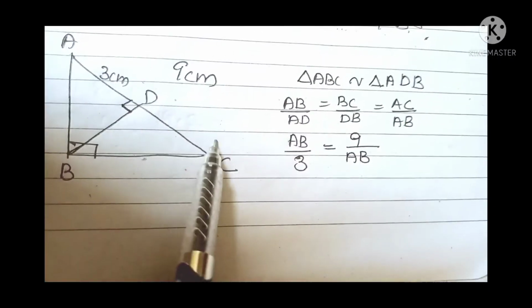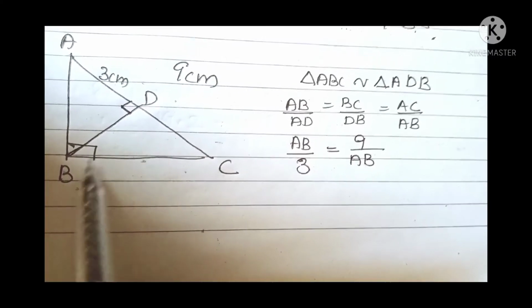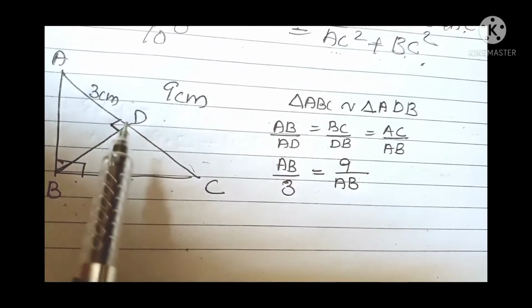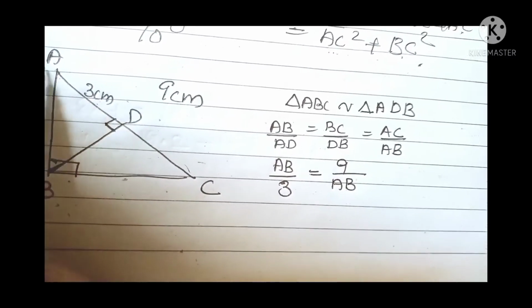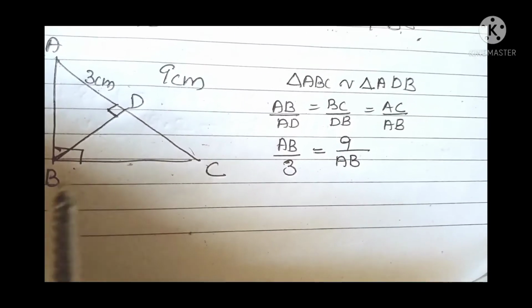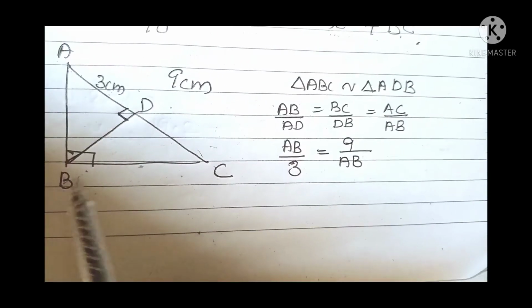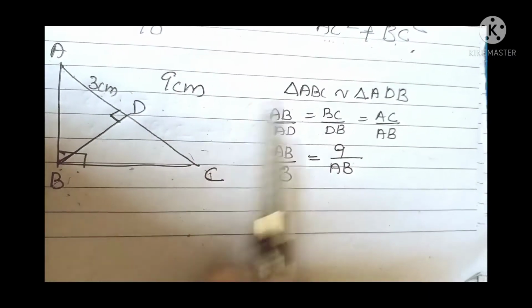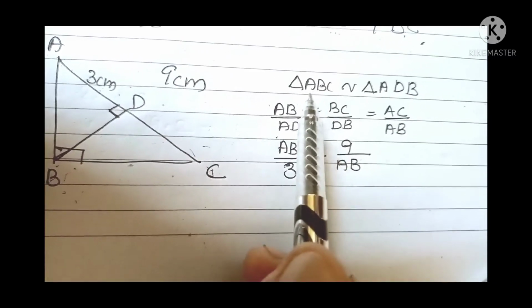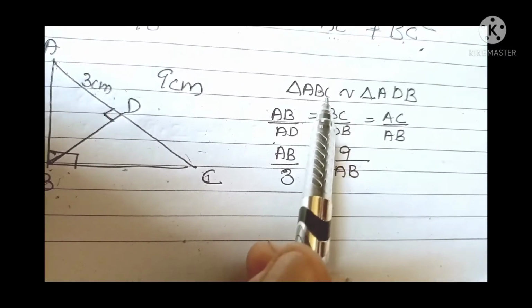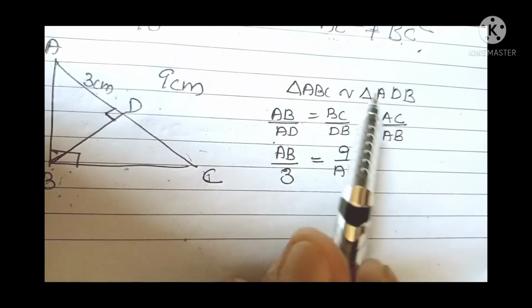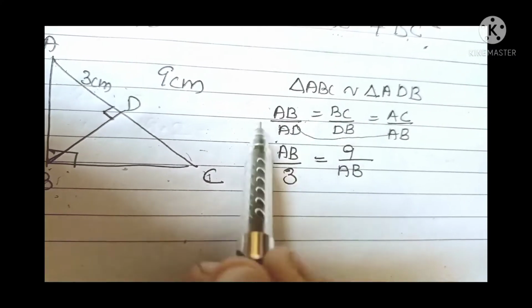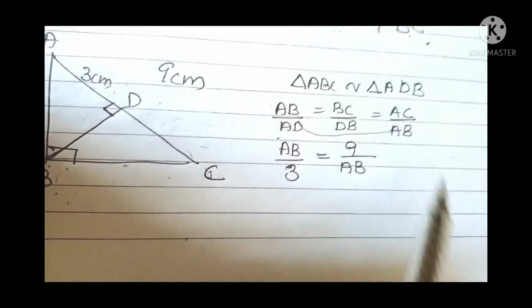Consider this right triangle ABC and draw a perpendicular from B to AC. Then we can see that angle D is 90 degree. It is given that AD is 3 centimeter and AC is 9 centimeter. Here we take the two triangles ABC, the larger one, and ADB. Since the corresponding sides are in the same ratio, AB by AD equal BC by DB equal AC by AB. We take only the first and last ratio: AB by AD equal to AC by AB.